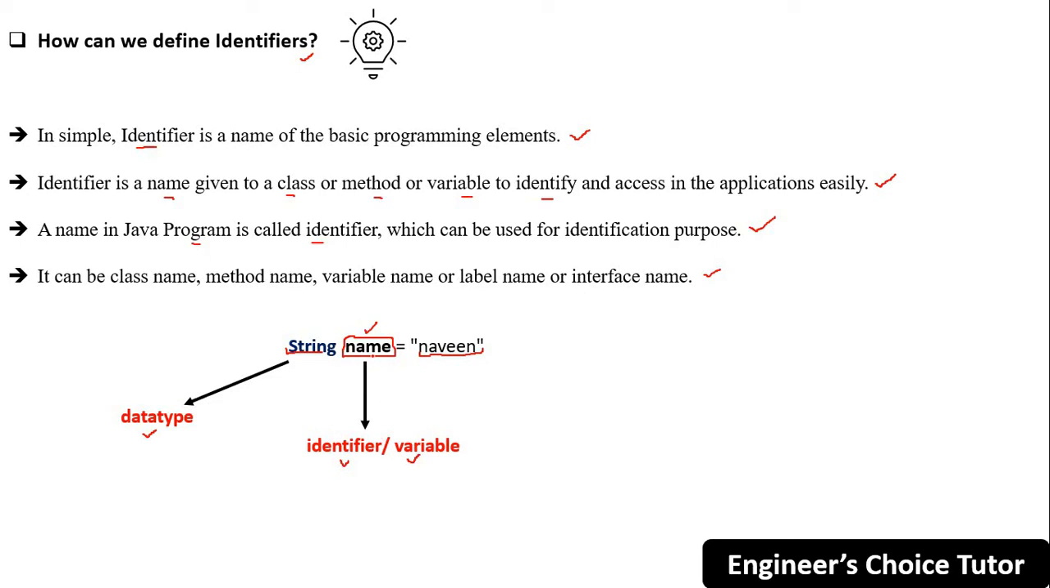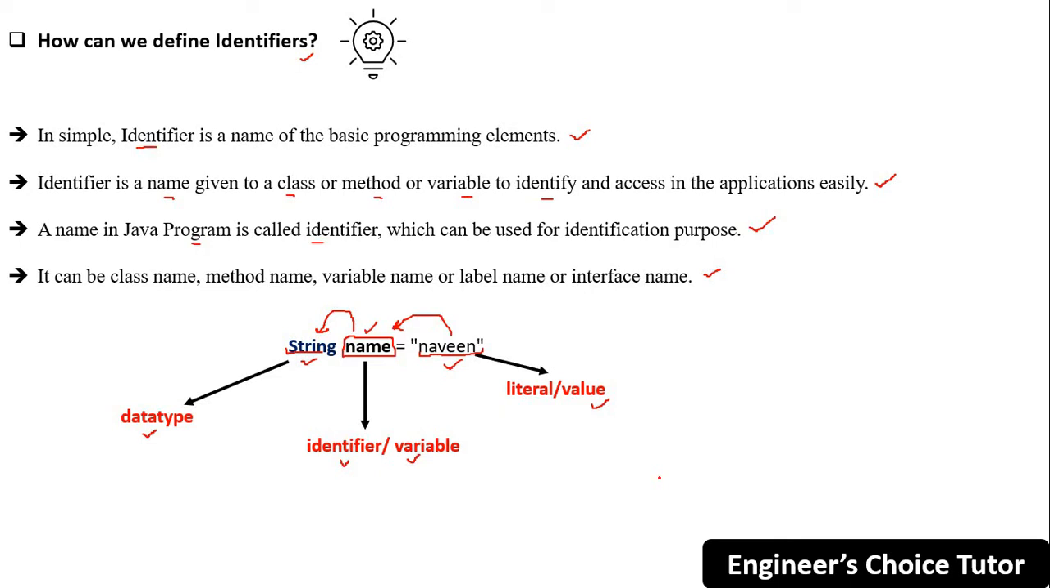For example, here the variable name is name, which holds which type of value? String type of value. That is the reason I have taken the data type as String. And Naveen is what? The literal or value here. This value you are assigning to this variable name. And this variable is of which type? String type. I hope this example is clear. Fine. So let's see next.